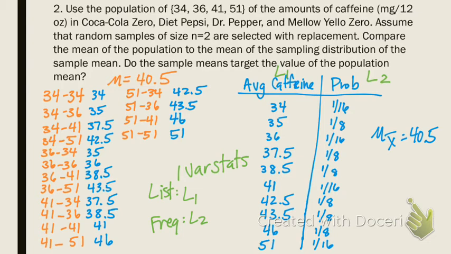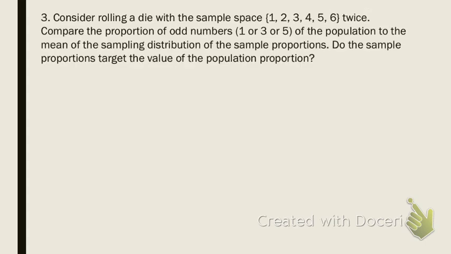Okay, next page. We're going to look at proportions now. So consider rolling a die. We're going to measure or count the proportions of odd numbers. So automatically, proportions of odd numbers in a die is what? 1 out of 6. 3 out of 6. 1, 3, and 5, which would be 1/2, so 0.5. So P equals 0.5, not mu, because P is proportion. 3 out of 6 is 1/2.